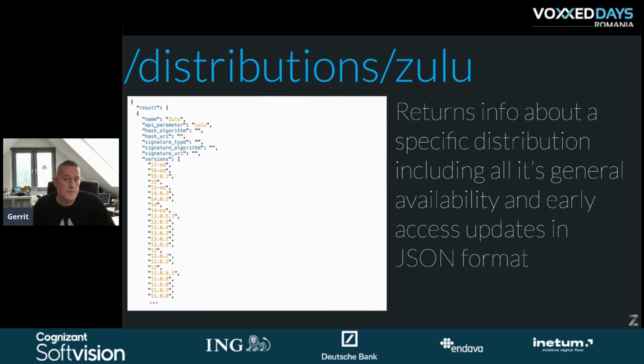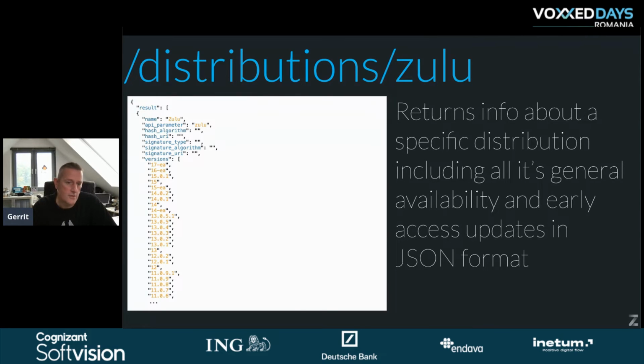Let's say you call it the distribution /Zulu. Then this would be, for example, the result that you get. That means you get the name, an API parameter. Then you see some fields that are not really filled with data yet, which is hash algorithms and signature URIs and stuff. This is prepared for future use. And we will fill that over time in the future.